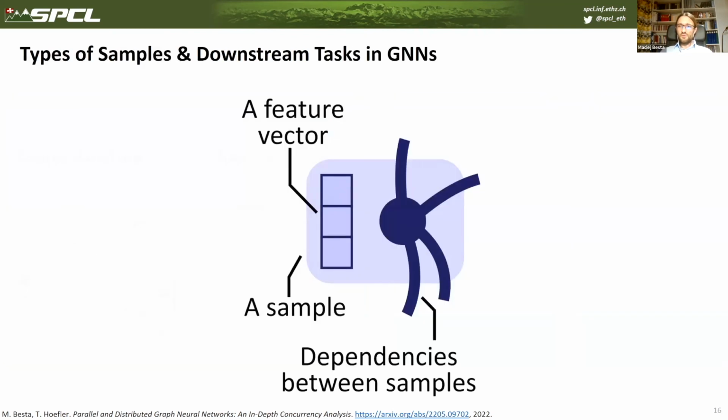We are going to heavily use the following symbol in the tutorial. This picture indicates a single sample, and that sample is a vertex with some dependencies going to other samples, together with our feature vector for this given sample.